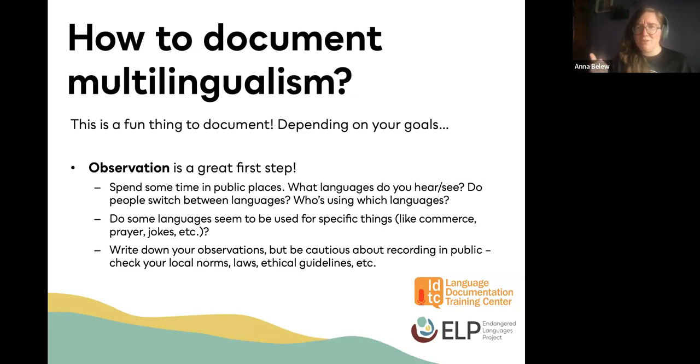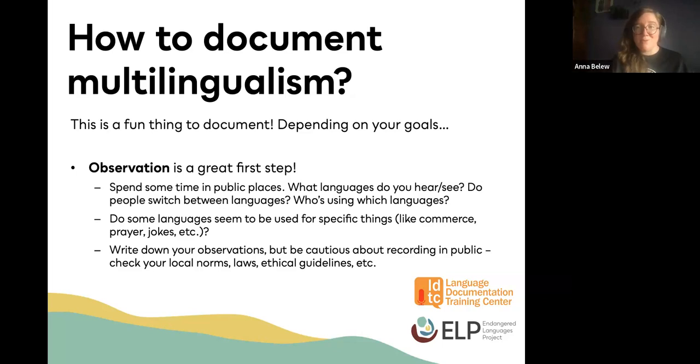What languages do you hear or see in use? Do people stay in the same language the whole time they're in that public space? Who is using which languages, and is it as clear as you would expect it to be? And do you see certain languages being used for specific things, right? Do people tend to get informal and tell jokes and be friendly in a certain language, but sort of exert their authority in another language? Or can you see any patterns like that?